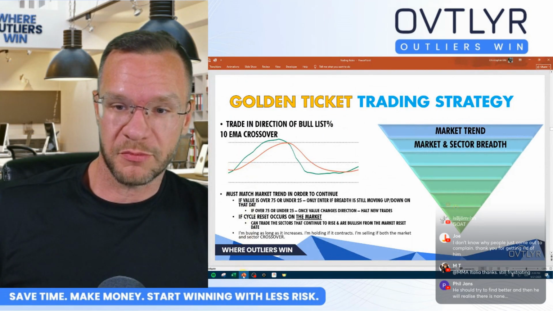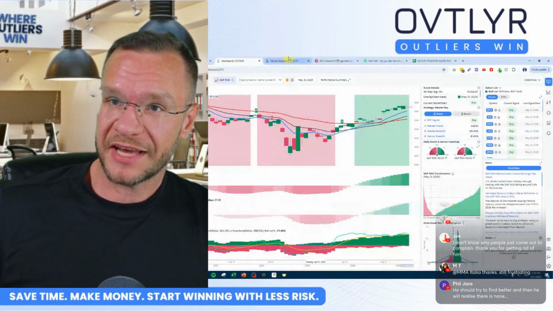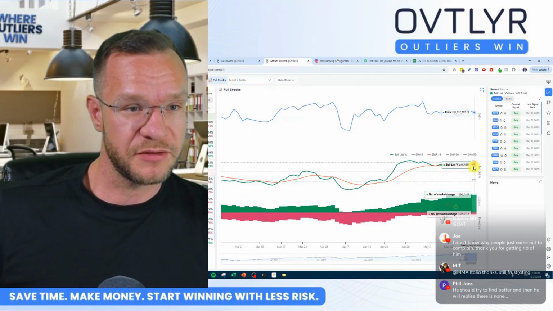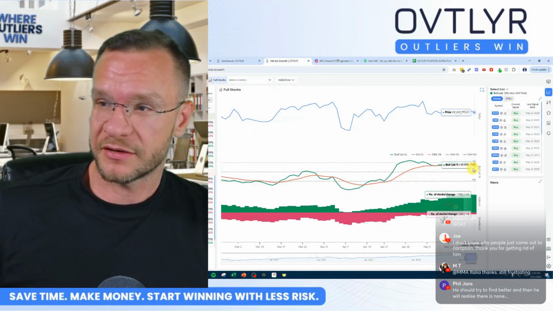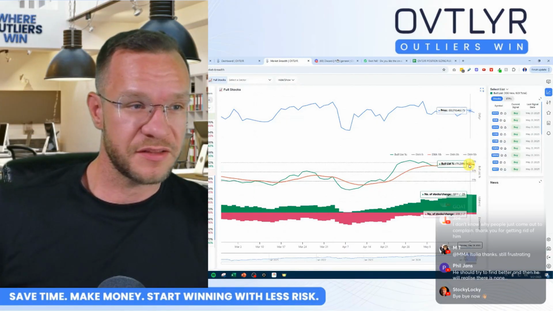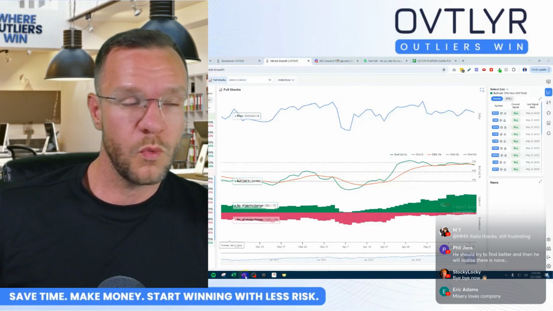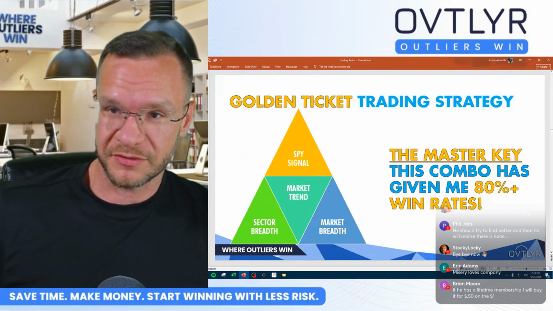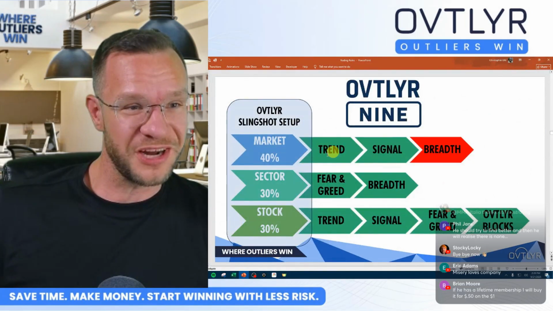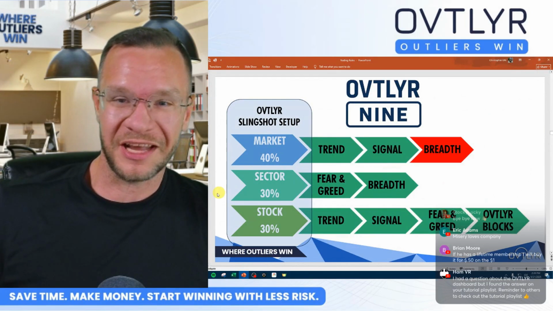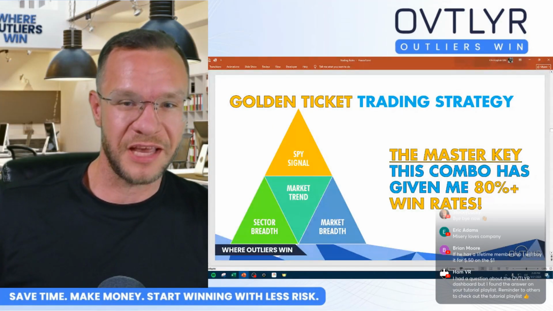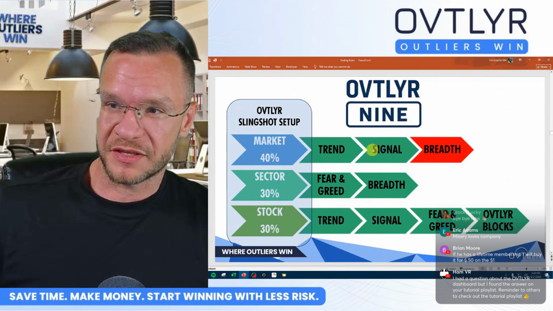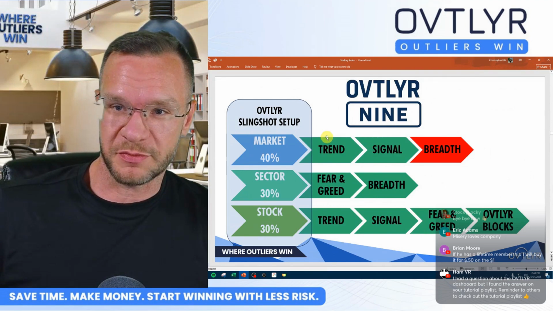Next, we want to look at market breadth. Market breadth has peaked. Hands down, for sure, market breadth has peaked and is pulling in, right? We're not going to say that this is bullish at all. No way. And then if we look at the SPY signal, that'll be the trend, the signal, and the breadth, the Outlier 9 is the master key with extra steps. So market breadth is bearish. The signal is bullish. The trend is bullish right now.